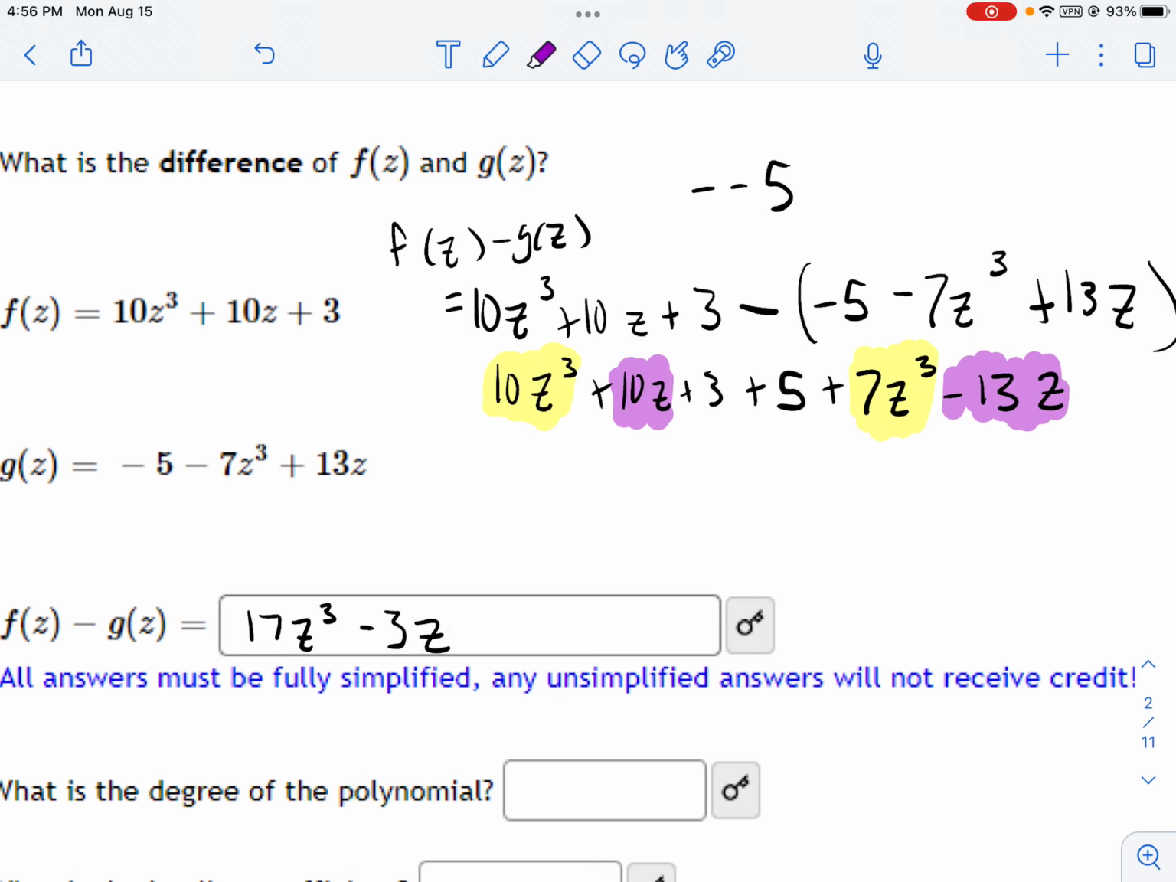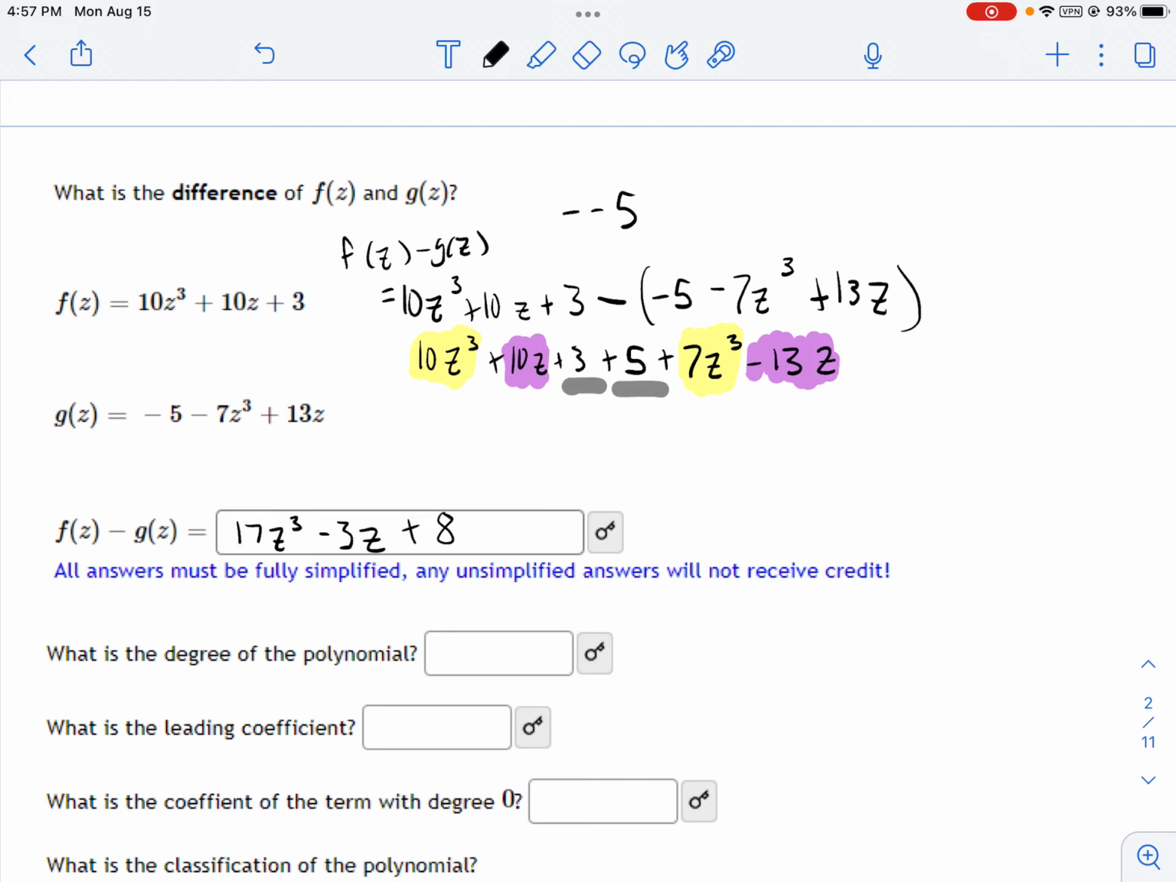Because now you'll notice that we have two things, the 3 and the 5, without a z attached. Well, those are just numbers. Numbers combine like numbers should. Plus 8. Alright, and that is your polynomial. It's simplified, it's done, you're good to go.